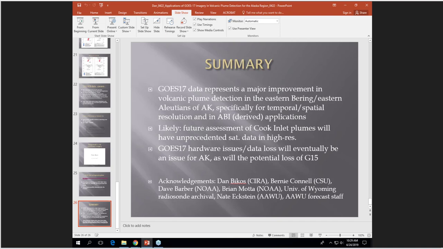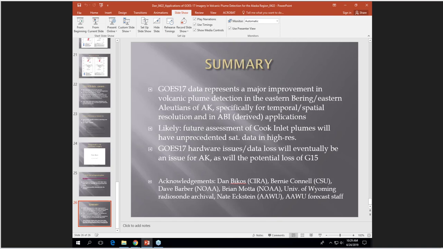We have the mesoscale sectors set up now to where when and if a Cook Inlet volcano like Redoubt or Spurr erupts, we will go into high res 1 minute imagery for that plume, and you can imagine the resolution that we will have at that point, and that will be a dramatic impact on our operation.